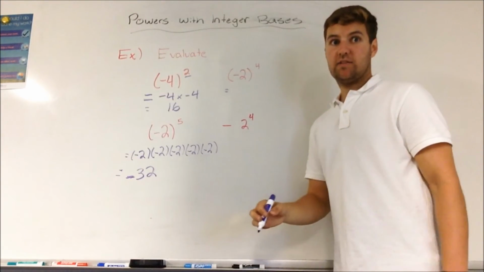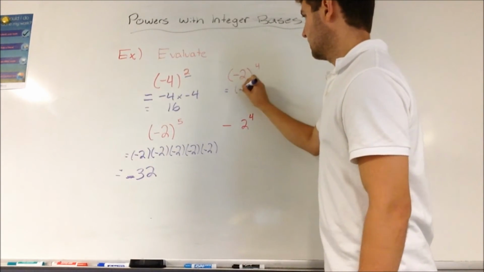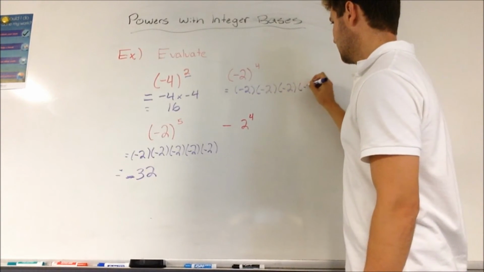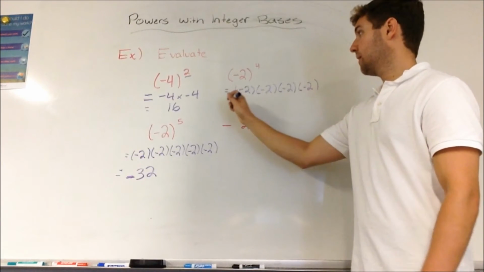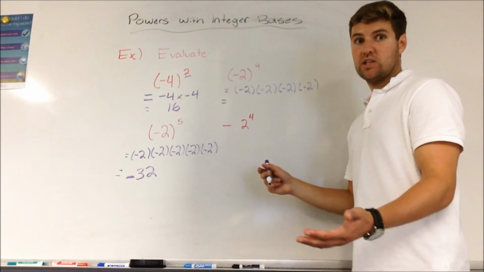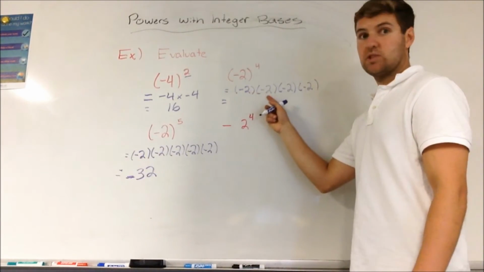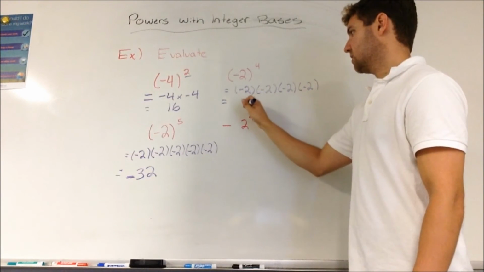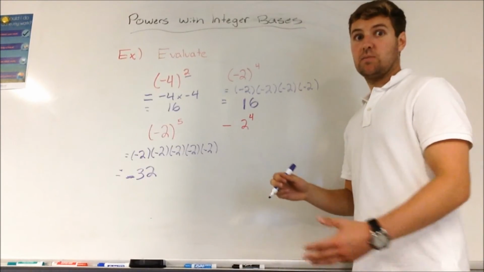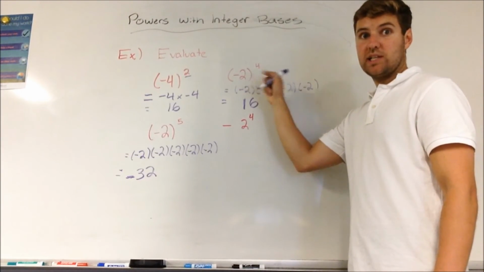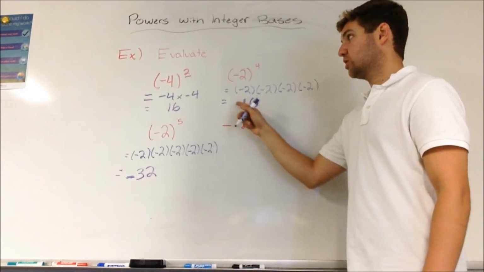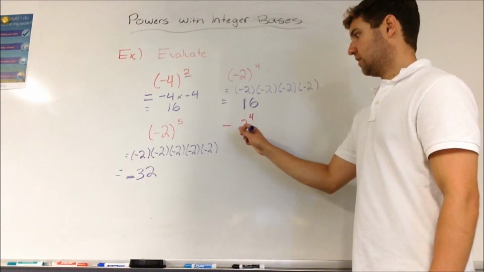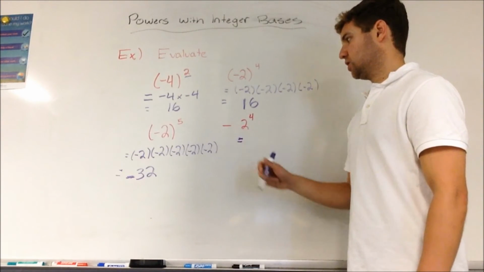Now over here we have negative 2 to the exponent 4. That means negative 2 times negative 2 times negative 2 times negative 2. And again, we just ignore the negative signs. 2 times 2 is 4, times 2 is 8, times 2 is 16. So we know our answer is going to be 16. But this time, our exponent is an even number, so we know it's going to be positive 16 and not negative.